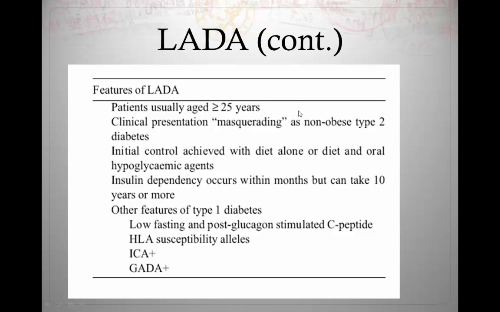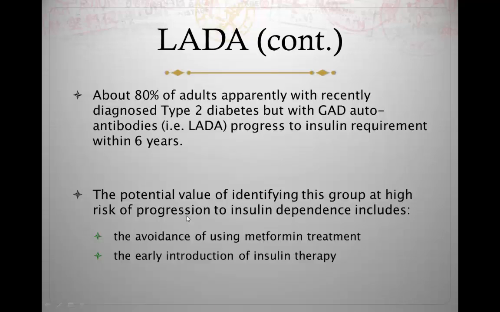So the clinical presentation is in those more than 25 years old. They have initial control achieved with diet alone or with hypoglycemic agents. This problem could occur within months, but it can take years or more, and they have the same factors associated with type 1 diabetes. About 80% of adults are mistakenly diagnosed as type 2, but they tend to progress to needing insulin in their therapeutic schedule.